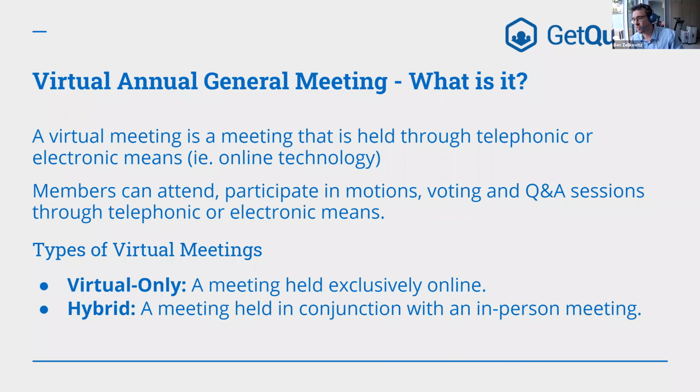So it may seem obvious to you, but what exactly is a virtual meeting? The way that we're going to define it today is a virtual meeting is one that takes place using electronic means. The critical point here, though, is that owners or members of the association can participate in the meeting as if they were there in person. There are two types of virtual meetings to consider. There's the virtual only meeting, which, as you might guess, is held exclusively online. So there is no in-person component. Everybody is comfortably at their home or their office.